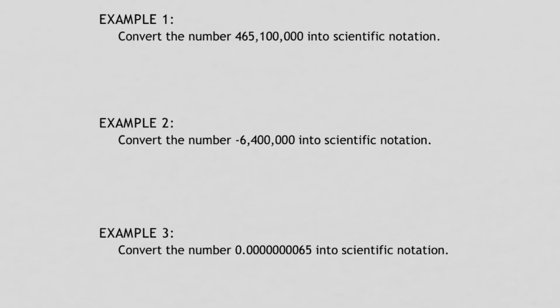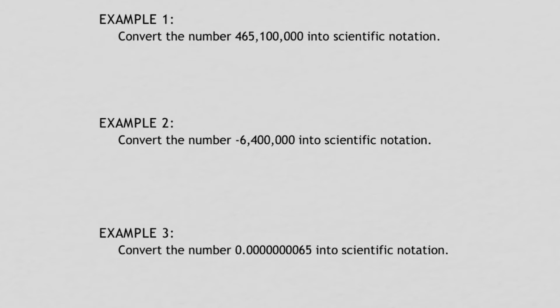So example 1 says, convert the number 465,100,000 into scientific notation. So scientific notation, here's how it works. You always have a number and then a decimal. So only one number comes before the decimal. And then you do times 10 to an exponent, and that exponent will be the number of decimal places that are left.